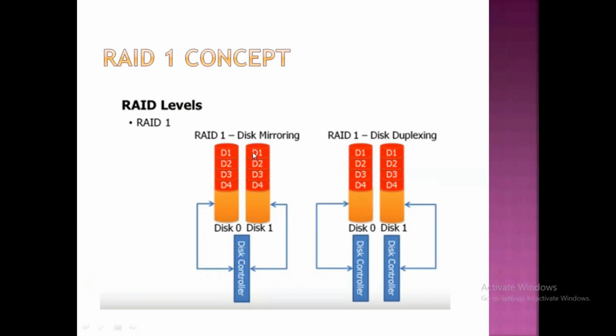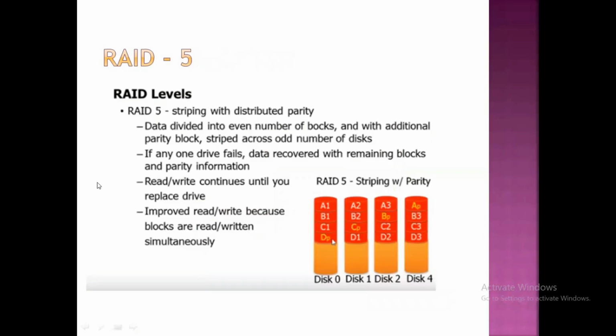So D1, D2. Disk 1 will have a disk 1 mirror, disk 2 will have a mirror, disk 3 will have a mirror. Within the disk, you will have mirroring. So either one disk controller or two disk controllers will be there. Duplexing is more advantageous. Two disk controllers will be there to maintain separate paths. If one path fails, the other path will take the data. This is for the RAID concept.